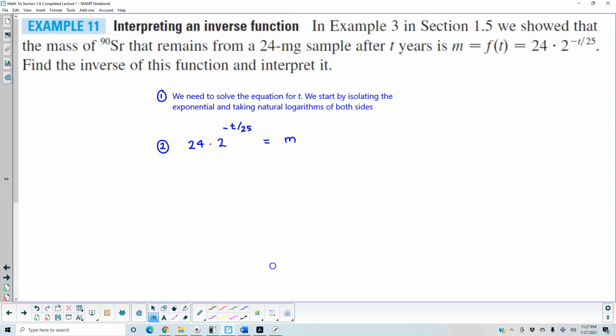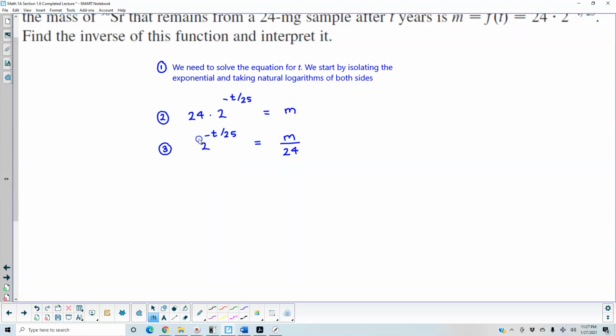So the first thing we're going to do is divide both sides by 24, because we want to isolate the variable t in the exponent. So this is 2 to the negative t divided by 25, and that's going to equal m over 24. Now, in order for us to eventually get t isolated, it's in the exponent, so we're going to have to take the natural log of both sides.